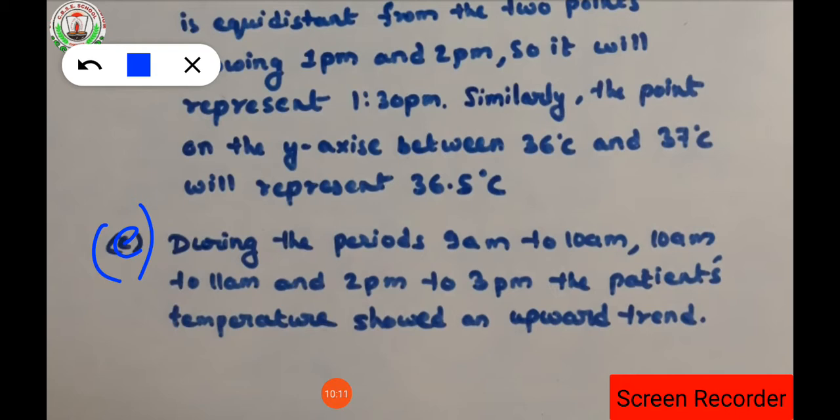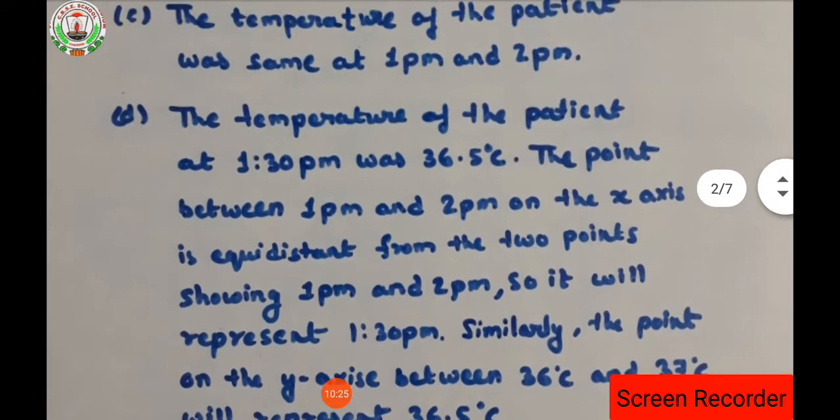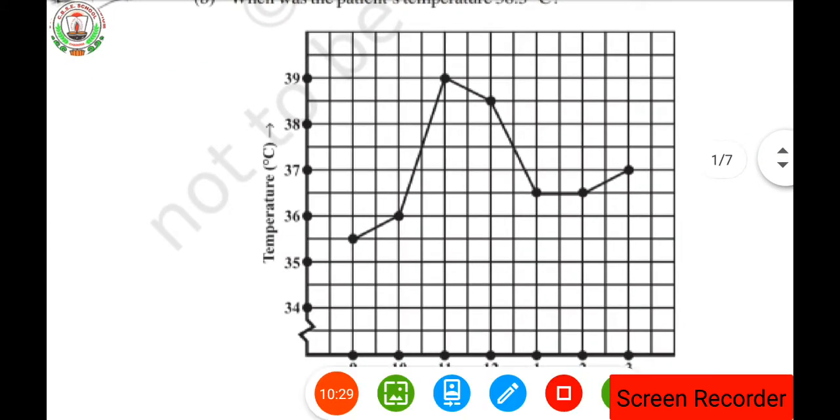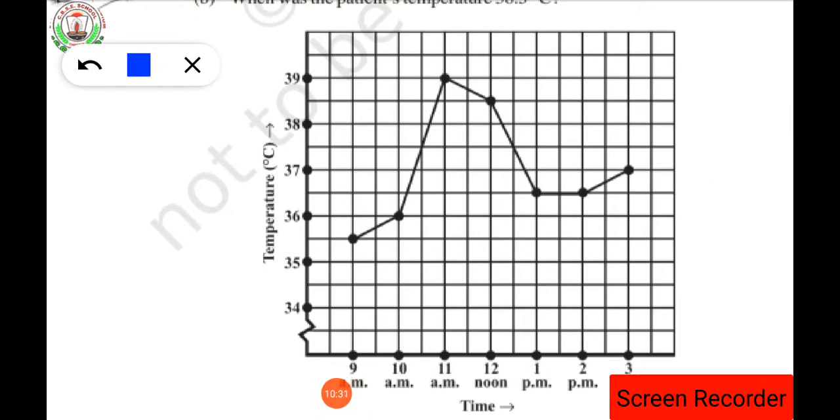So during the period 9 a.m. to 10 a.m., 10 a.m. to 11 a.m. and 2 p.m. to 3 p.m., the patient's temperature shows an upward trend. Upward trend means it is increasing, the temperature is going to be increased. We can see in the graph also. Here look at the graph, the temperature at 9 is 35.6. Then after that the temperature increases to 36, then after that the temperature increases to 39. So the times are 9 to 10, 10 to 11.